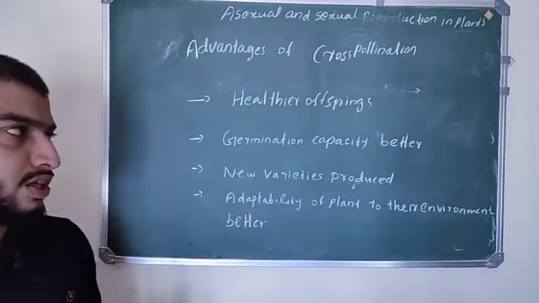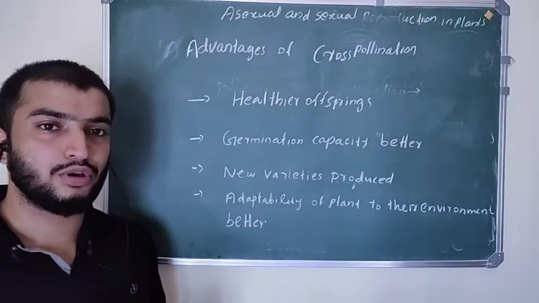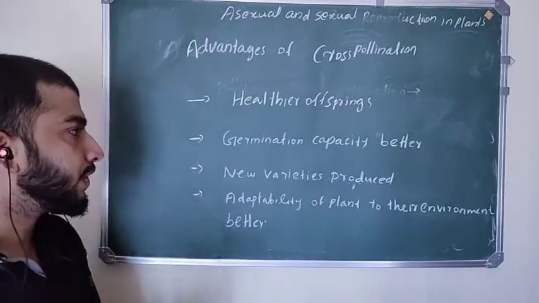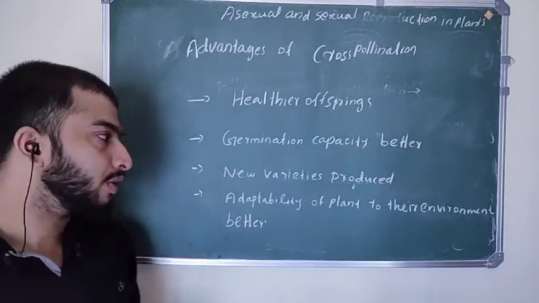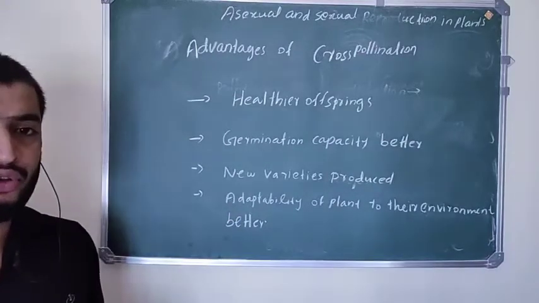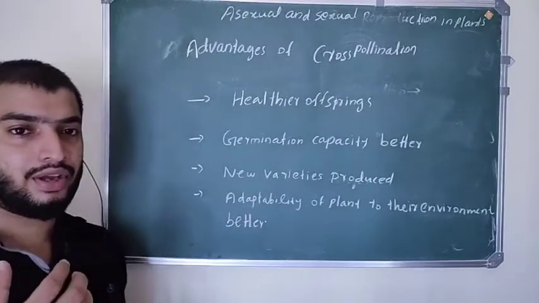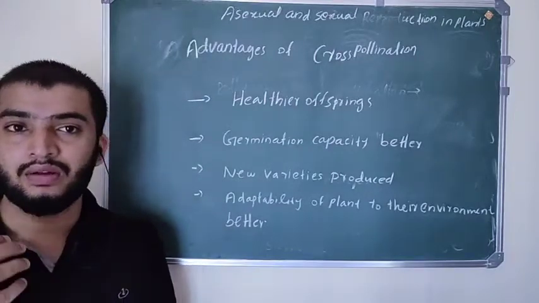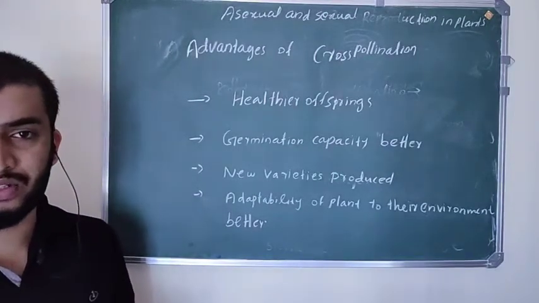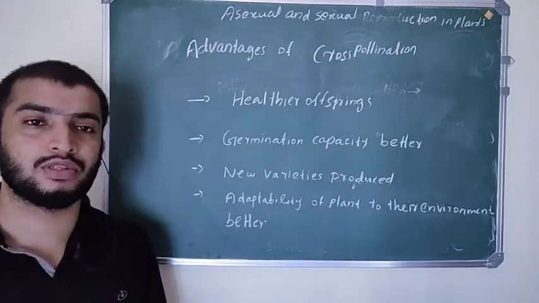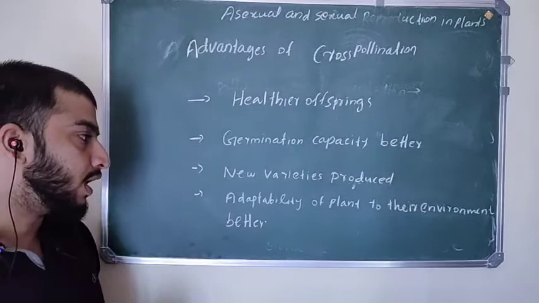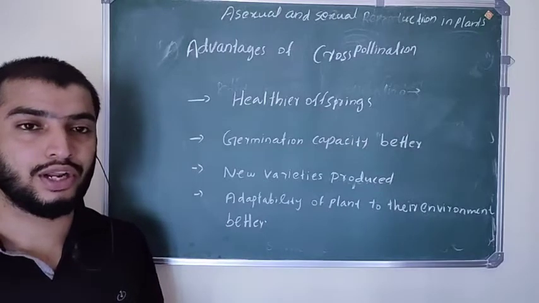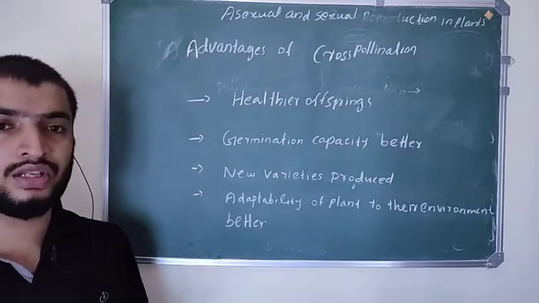Then germination capacity is better compared to the plants produced by self pollination. So the progenies of cross pollinated plants have better germination capacity. Okay, we can produce new varieties by cross pollination, compared to self pollination, where we can produce fewer new varieties. Here by cross pollination we can produce more new varieties, and the adaptability of the plants to the environment is much better in the case of cross pollinated plants. Okay, so these are the advantages of cross pollination.